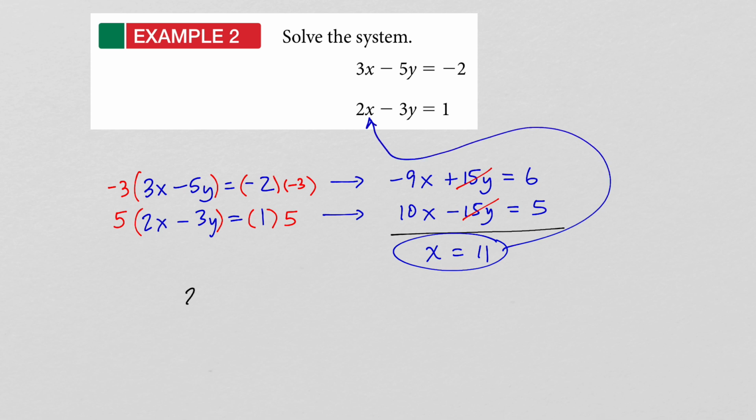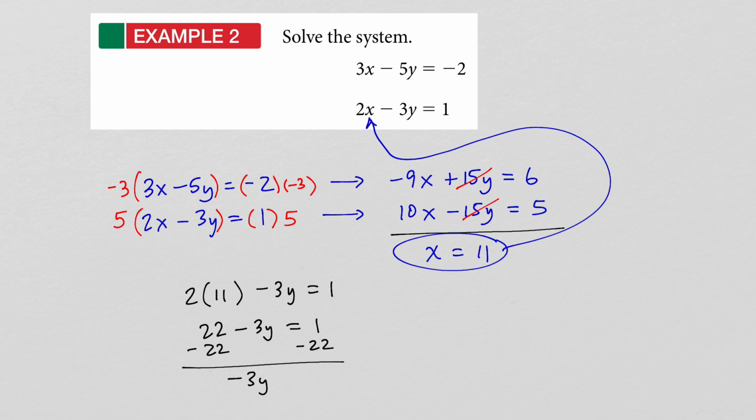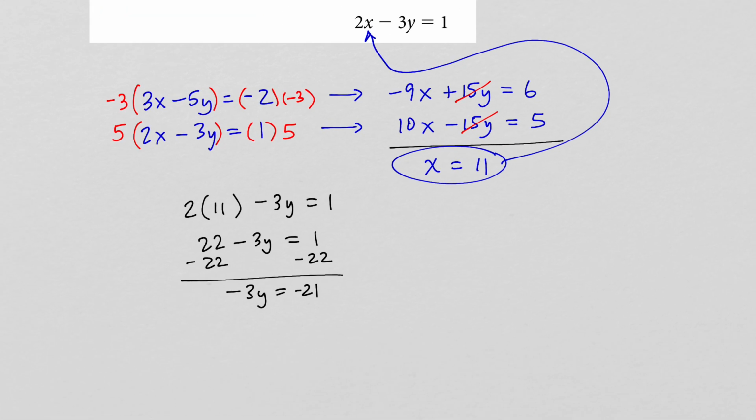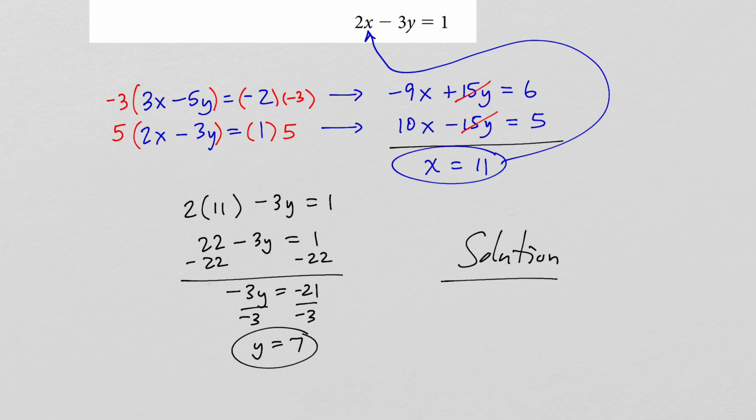So that's going to give us 2 times x, which is 11, minus 3 times y is equal to 1. This is 22 minus 3y is equal to 1. If I subtract 22 from both sides, we get -3y is equal to -21. And if I divide by -3 on both sides, we end up getting y is equal to 7. And so the solution here is x equals 11 and y equals 7, or as a point, we can simply write that as (11, 7).